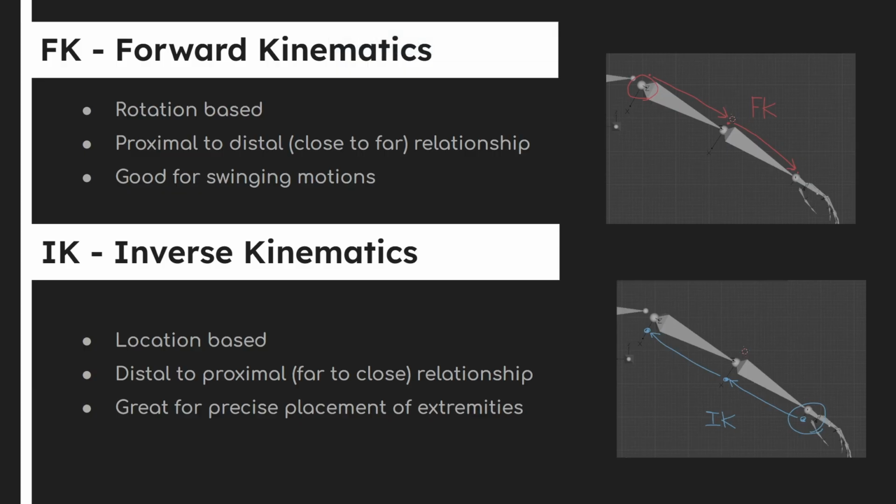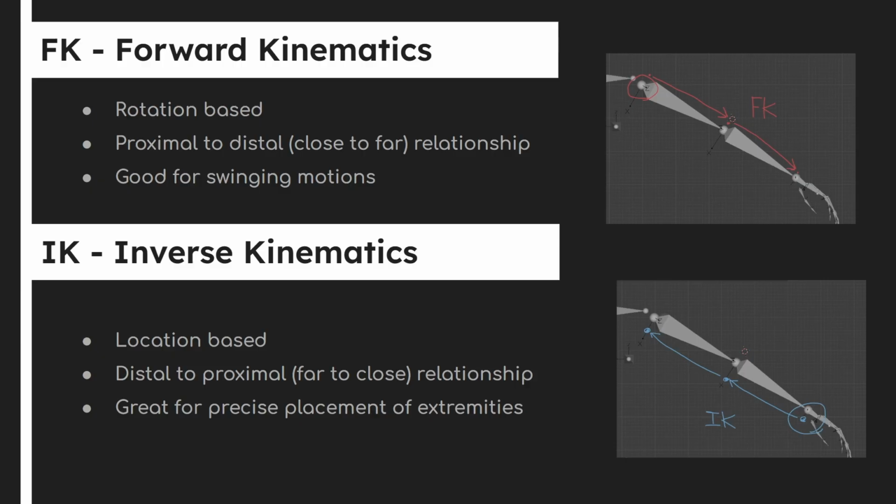And just to recap, forward kinematics, FK, is rotation-based, proximal to distal, meaning a close to far relationship, and it's good for swinging motions. Our body works in a forward kinematics fashion. You can see here I pointed the arrows out from the shoulder back out to the hand.